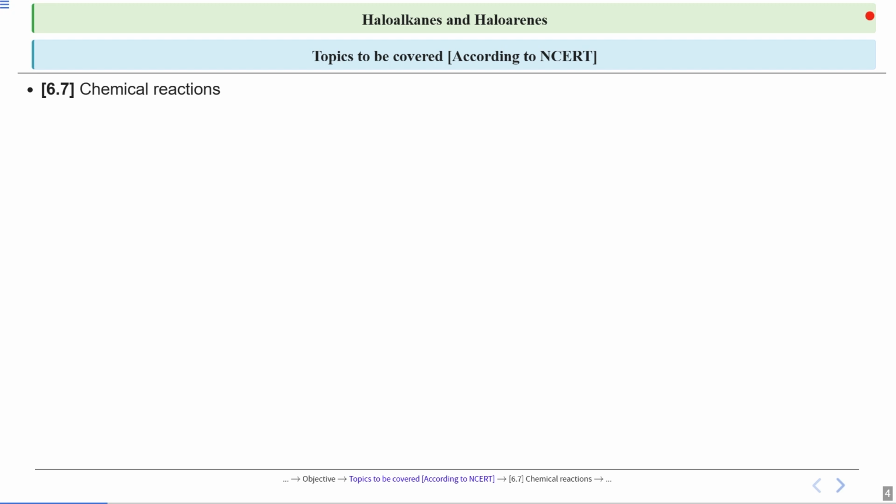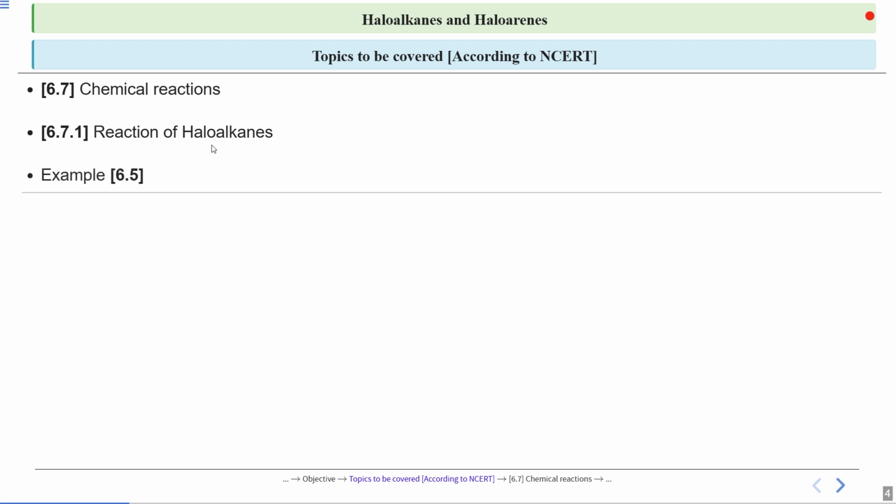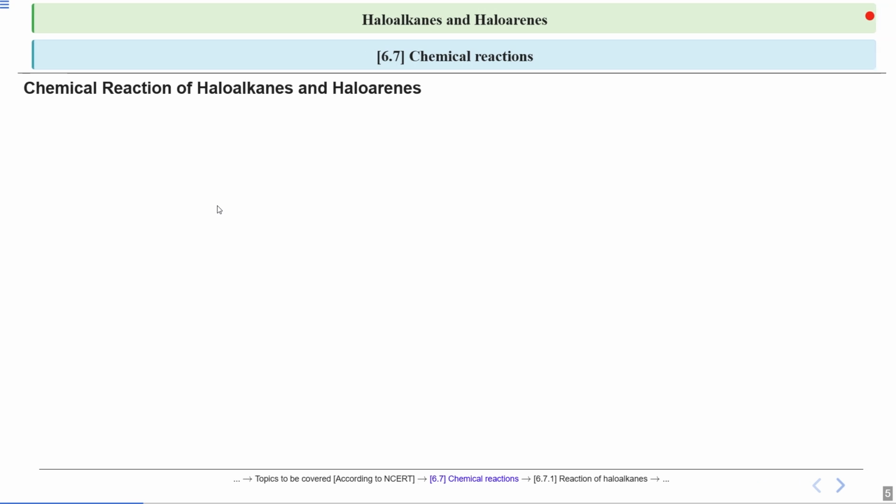Topics that we are going to cover according to the NCERT. Firstly, the section 6.7, that is chemical reactions, and the section 6.7.1, reaction of haloalkanes. And lastly, we will solve an example 6.5. So let's start with our first topic, 6.7, chemical reactions.